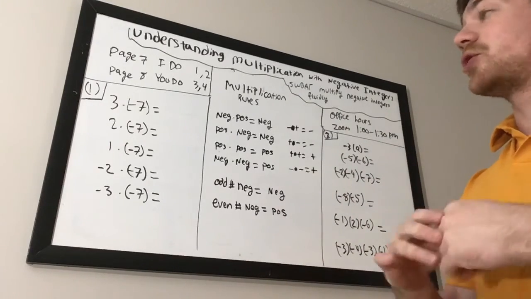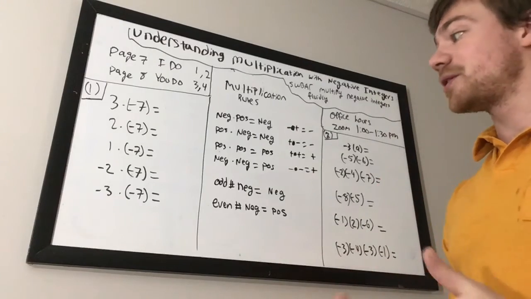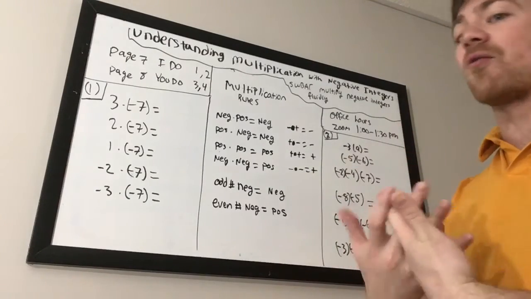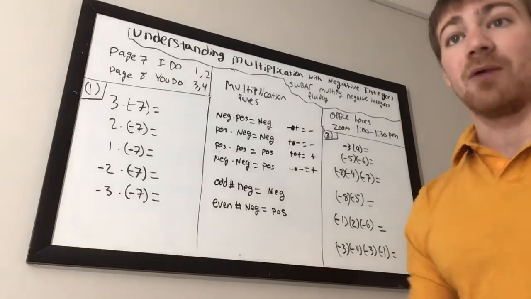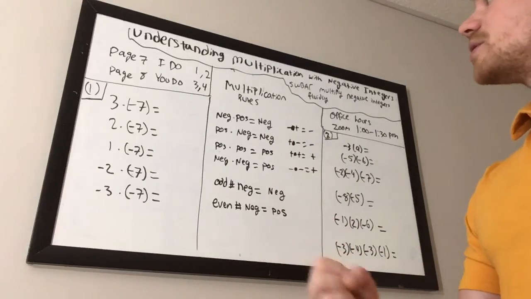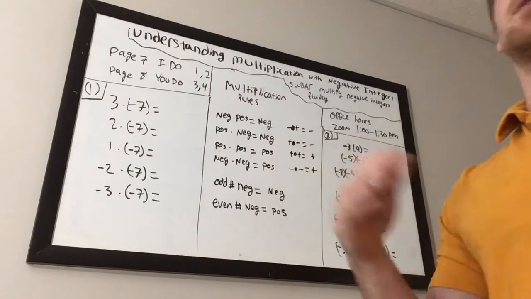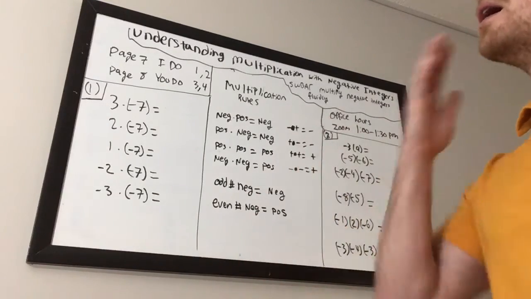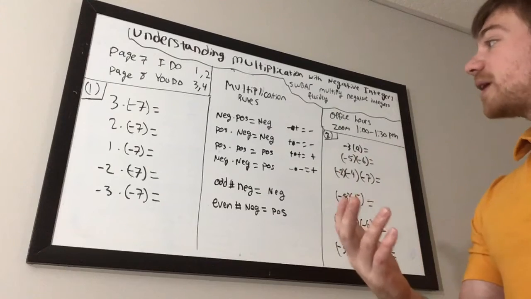So basically, just to review, how we're going to jump into this is we're going to go back over the multiplication rules. Now, I remember when I talked to you guys in class about this, I would say negative times a positive, positive times a negative, and so on. So I'm just going to go through them again.